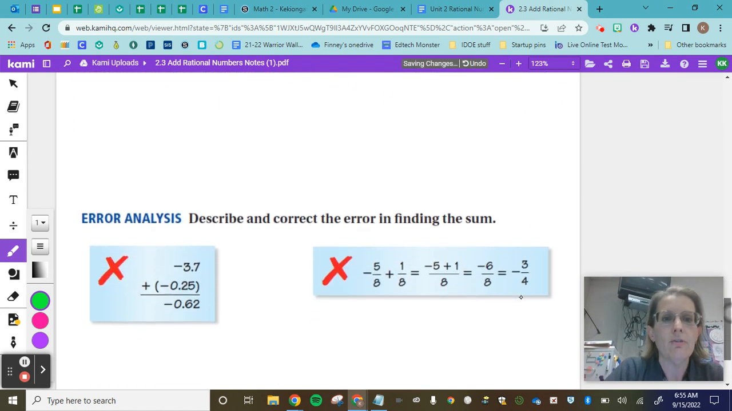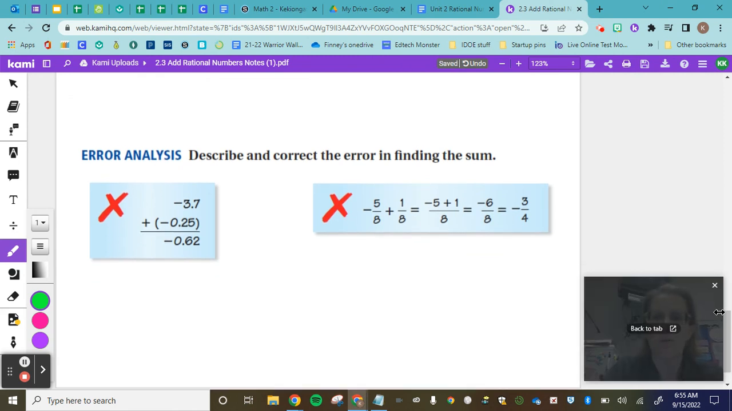Now try the last two questions, the error analysis, on your own, and check your answers with the Edpuzzle.